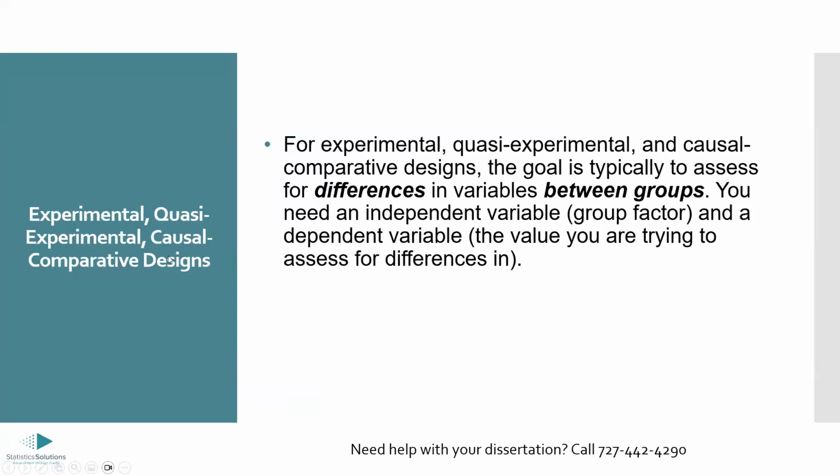All right, so then we're going to transition to experimental, quasi-experimental, and causal comparative. I put those all together because usually the goal is to look at differences if you're using a design like that. Differences is the key word. We're comparing values between groups. Okay, so the independent variable is going to be your grouping factor, whether that's treatment and control groups, gender, or ethnicity. It has to be a categorical grouping factor. And then the dependent variable is the value or the variable that you're trying to assess for differences between.